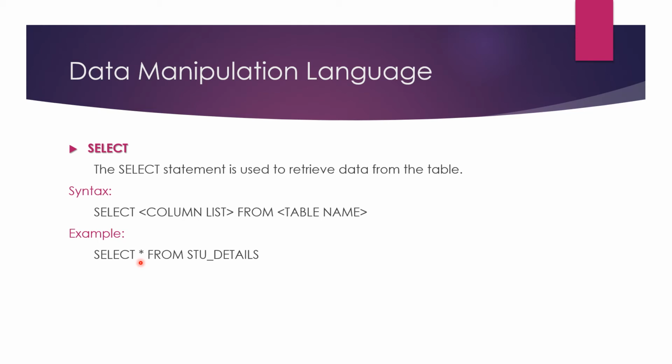So this example says that all the columns, all the fields from the student details table should be displayed on the screen. If you don't want all the columns from the particular table, you can give specific column names. Let us say we can write select register number, name from student details. Then that query displays only these two fields, register number and name, from the student details table.